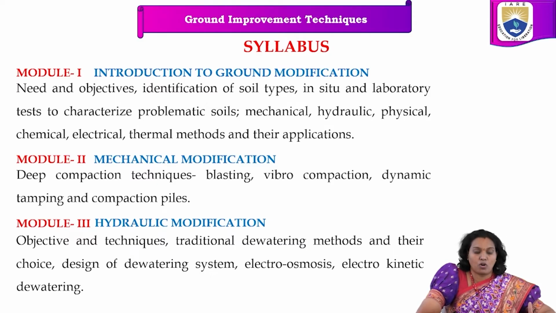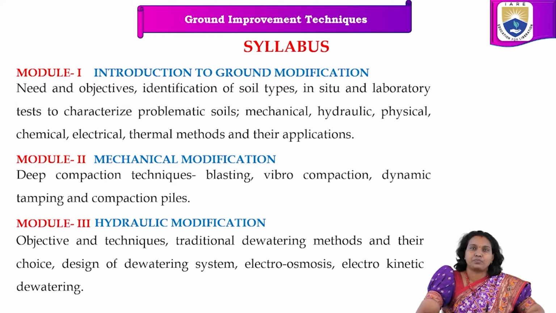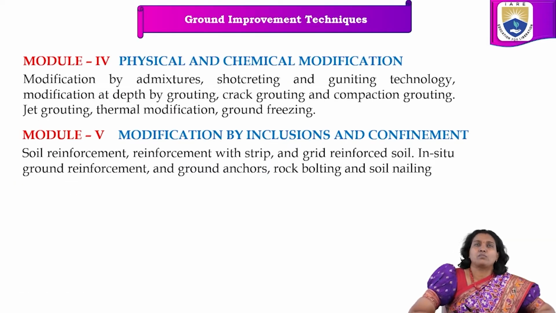Next, coming to the mechanical modification: deep compaction techniques, blasting, vibro compaction, dynamic compaction and compaction piles. These all come under mechanical modification. Coming to the next module, hydraulic modifications. What are the various objectives and techniques? What are the traditional dewatering methods and their choice? Design of dewatering system, electrolysis, electrokinetic dewatering, all these parameters we are going to cover in module 3, that is hydraulic modification. The next module, the fourth one, is physical and chemical modification.